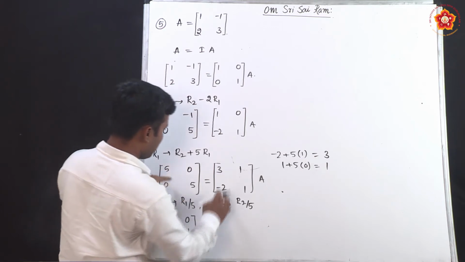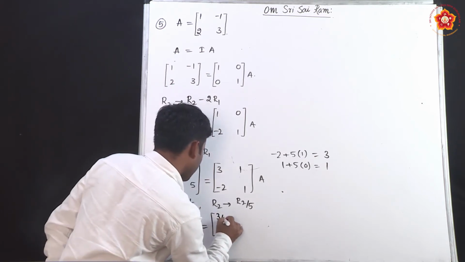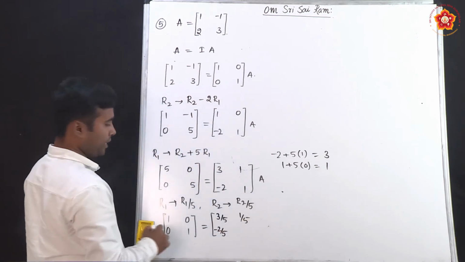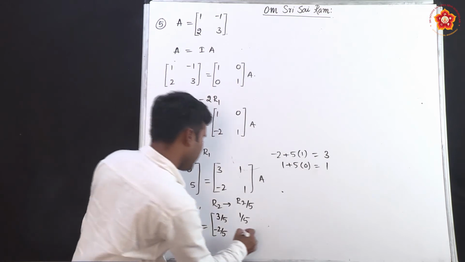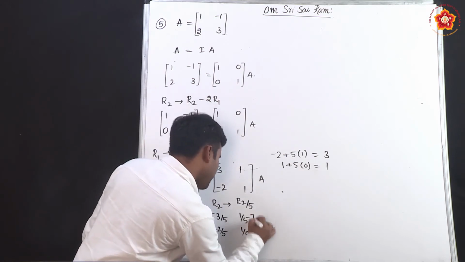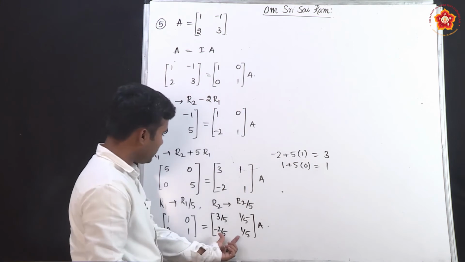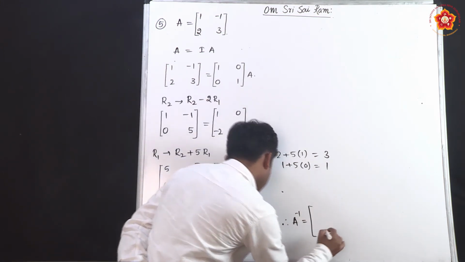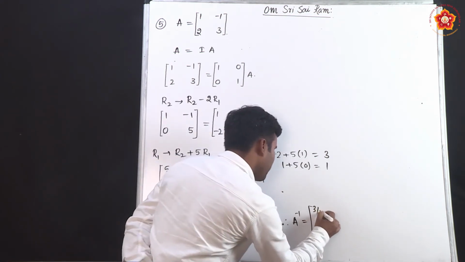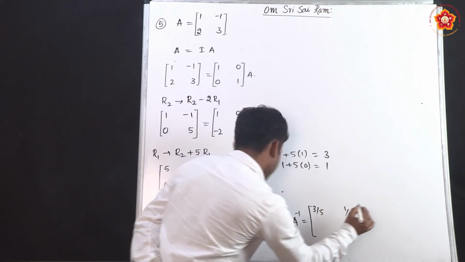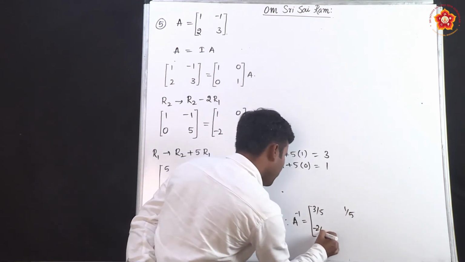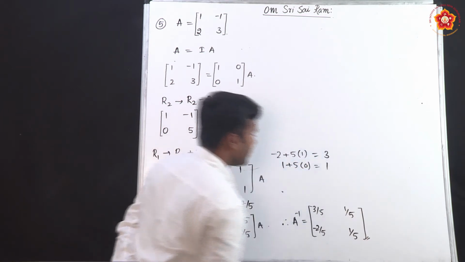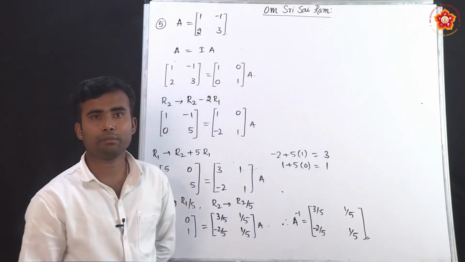So, we are multiplying 1 by 5 for R1 as well as 1 by 5 for R2, okay. So, now here this becomes 3 divided by 5, 1 divided by 5, and similarly for R2 minus 2 divided by 5 and 1 divided by 5 times A. See, now this becomes, therefore, what is the inverse matrix here? A inverse is 3 by 5, 1 by 5, minus 2 by 5 and 1 by 5. See, this is the inverse matrix of the given matrix A.